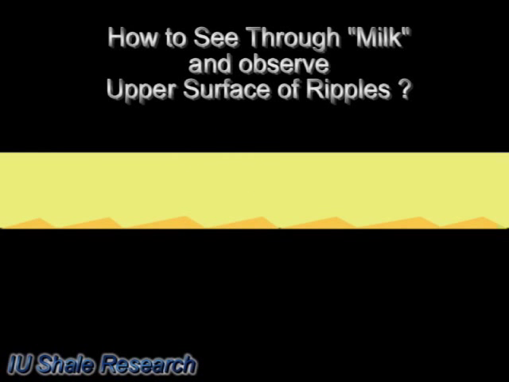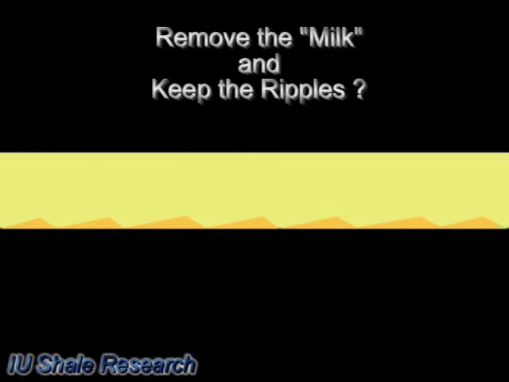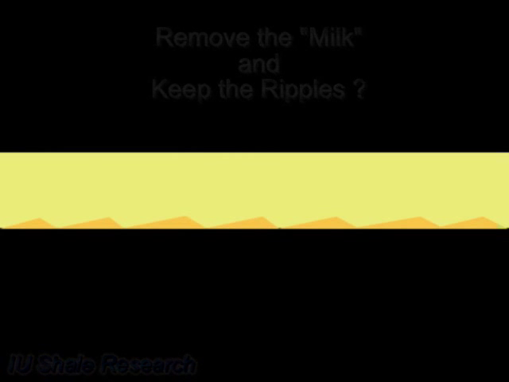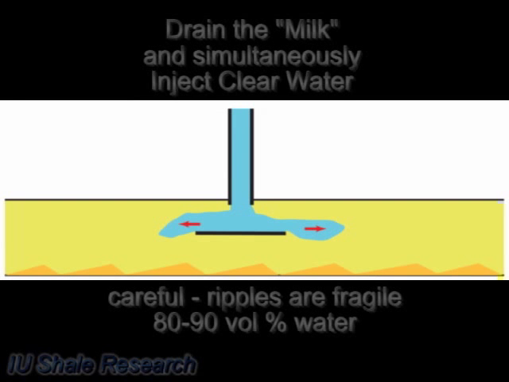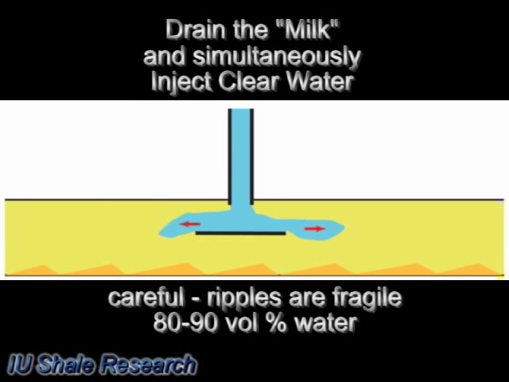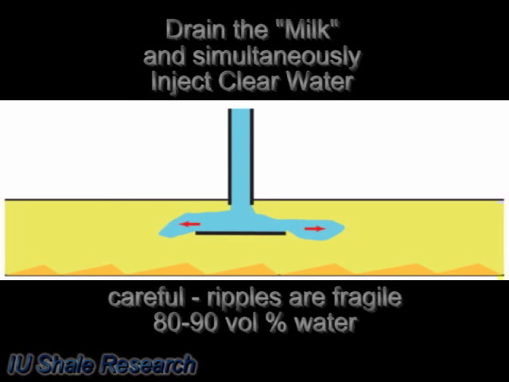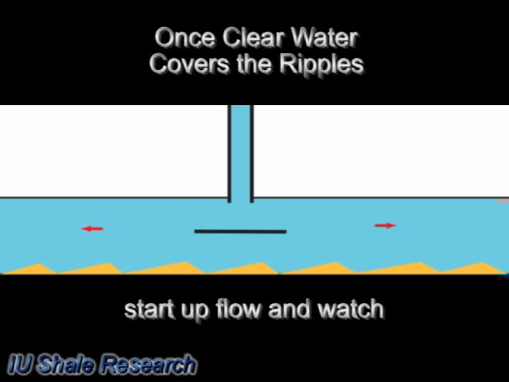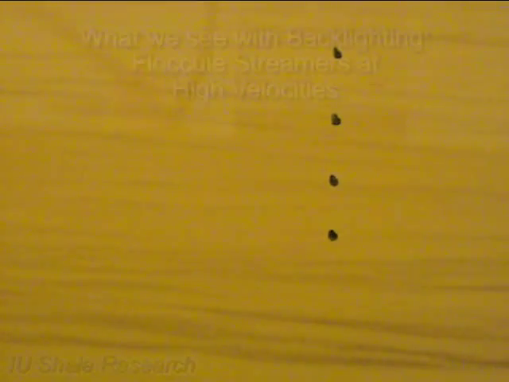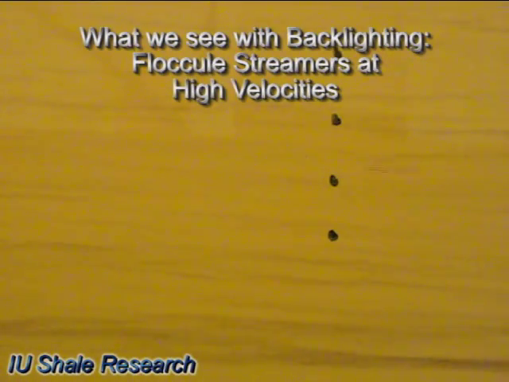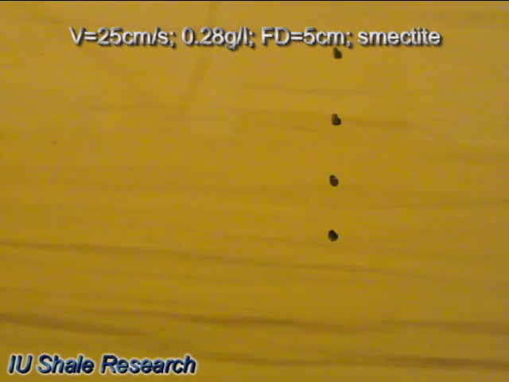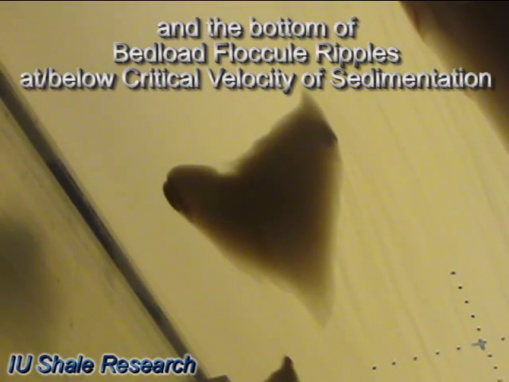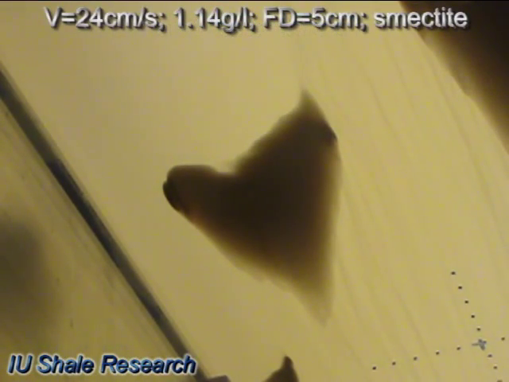Another trick is to replace the milky flume water with clear water. This has to be done carefully because the sediments are very watery and easily destroyed. While usually we feel through the bottom of the flume and see floccular streamers and migrating ripples, when water replacement is successful, we can see the ripples from above.